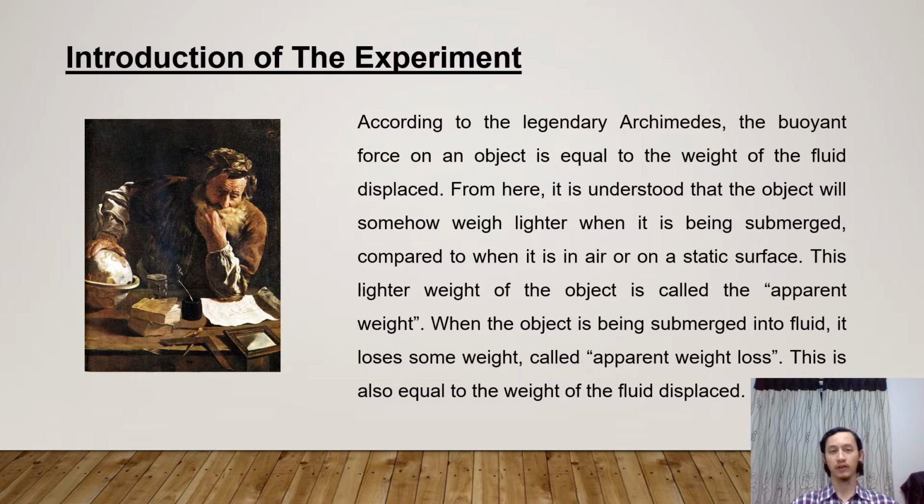Introduction of the experiment. According to the legendary Archimedes, the buoyant force of an object is equal to the weight of the fluid displaced. From here, it is understood that the object will somehow weigh lighter when it is submerged compared to when it is in air or on a static surface. This lighter weight of the object is called the apparent weight. When the object is submerged into fluid, it loses some weight, called apparent weight loss. This is also equal to the weight of the fluid displaced.